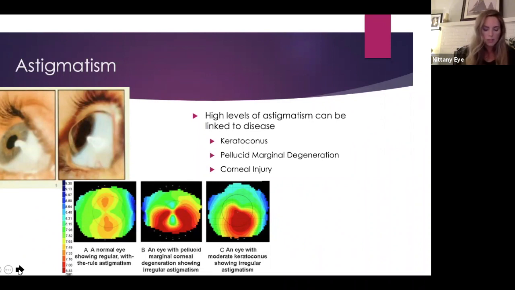So there are procedures that can help stabilize these conditions if we do see them, and then specialty contacts if not, to kind of help optimize vision, because people with these conditions do have high amounts of astigmatism.